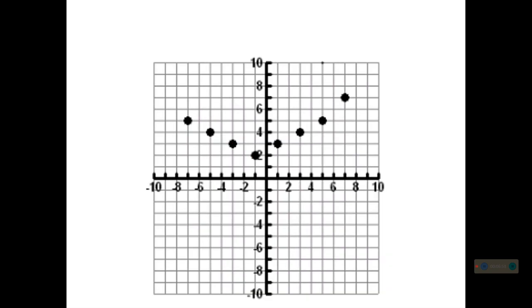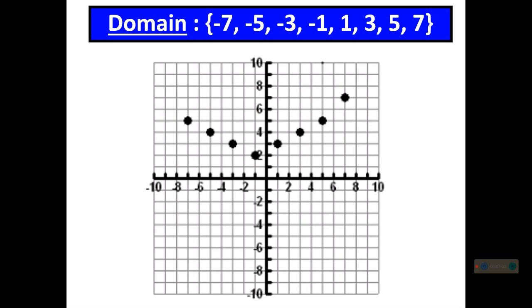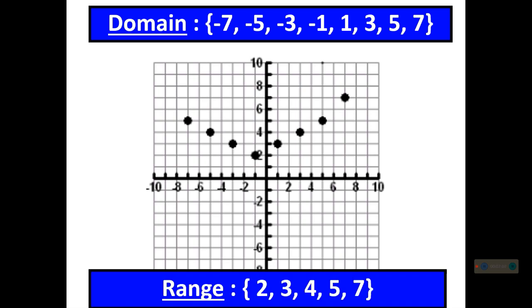Okay, so let's proceed with this scattered graph also. We have our domain: negative 7, negative 5, negative 3, negative 1, 1, 3, 5, 7. While the range will be 2, 3, 4, 5, 7. Okay. Any question?